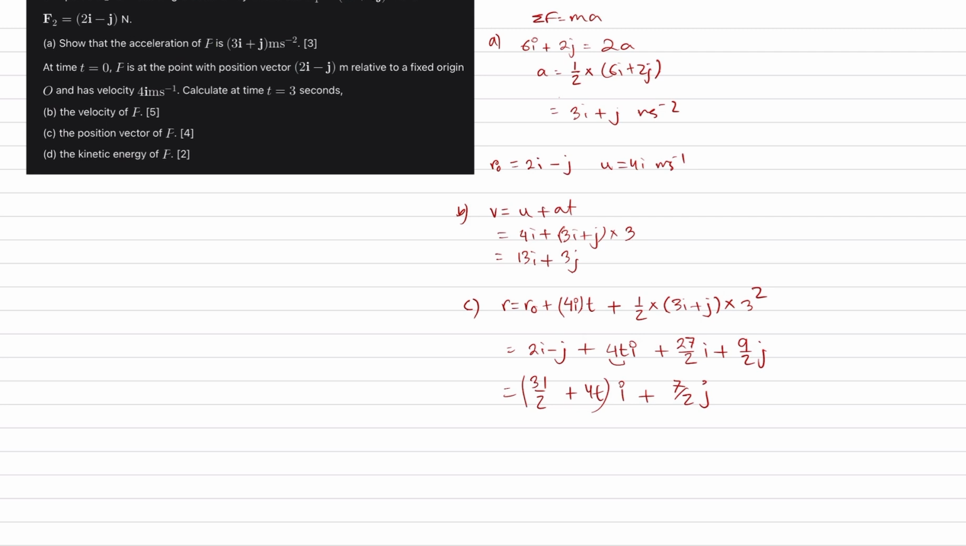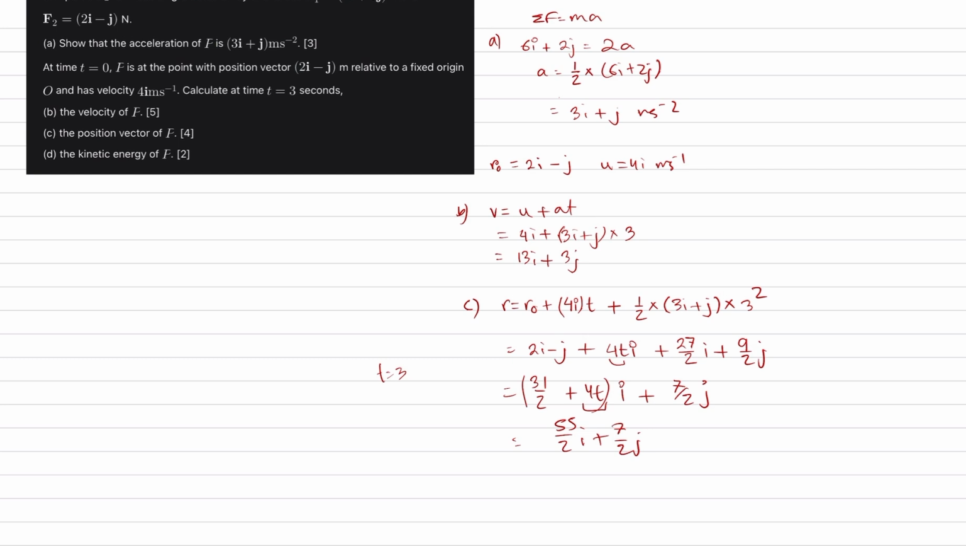Wait. Oh, I forgot to substitute t equals 3 over here. So 12 plus 31 by 2 is 55 by 2. So the answer is 55 by 2 i plus 7 by 2 j. This is where the particle is when t is equal to 3.